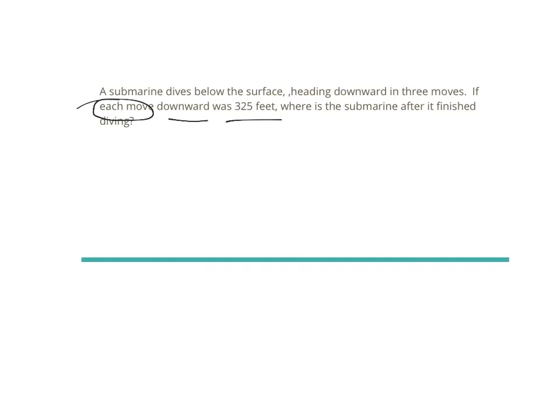Then it says if each move downward was 325. So if I'm going down, what sign represents down? Negative. So I am going down negative 325 feet, and each one of those moves is the exact same distance. So what's one way I could work it? 325, 325, 325. I could add all of those up. What's another way? You do times 3. We're multiplying, because each of them is the same, a repeated situation.